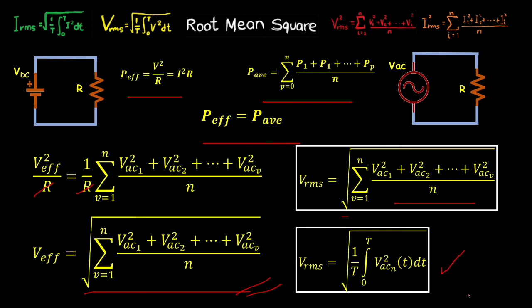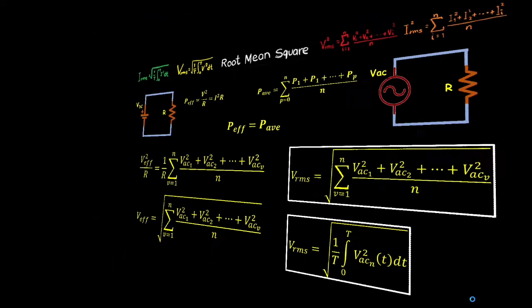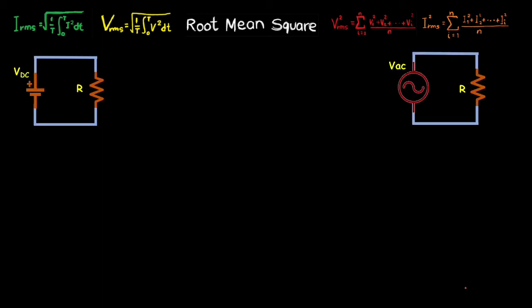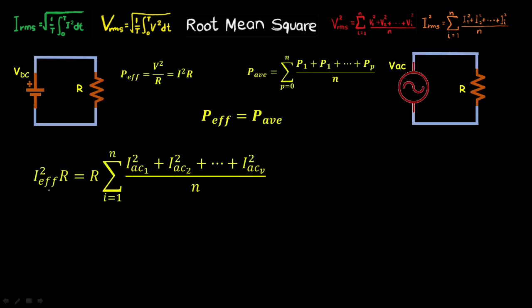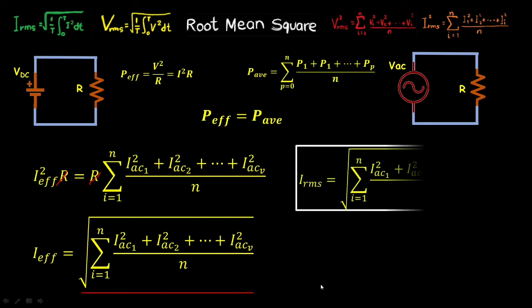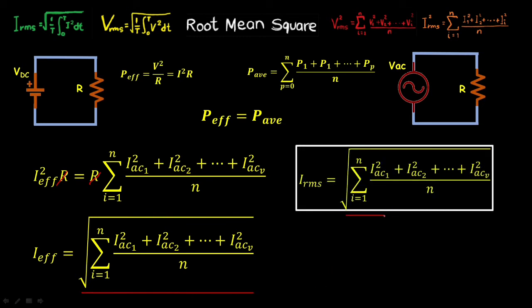Same goes with the effective DC power using the I squared formula. By equating it to the average AC power, the resistor will be cancelled from the equation. Now we will have our effective current by taking the root of the right side of the equation. And this will result in the right side of the equation being the very definition again of the RMS current, that is taking the root of the mean of the squared current samples.